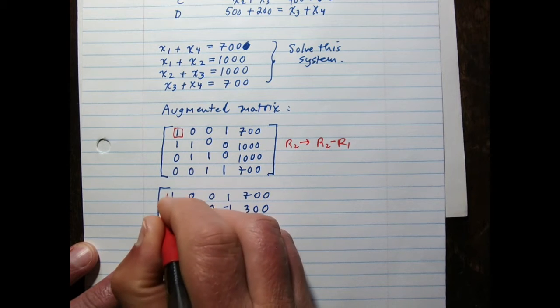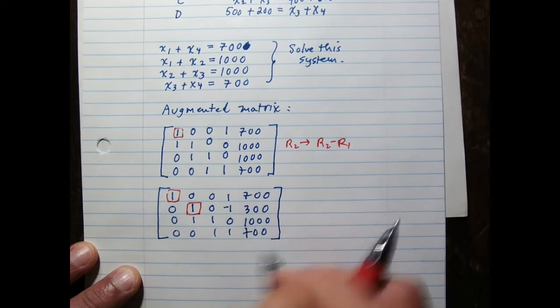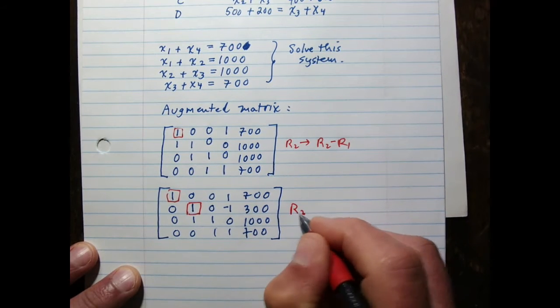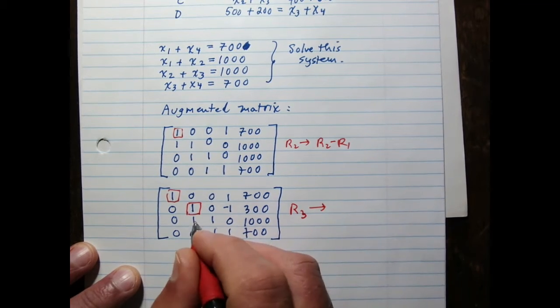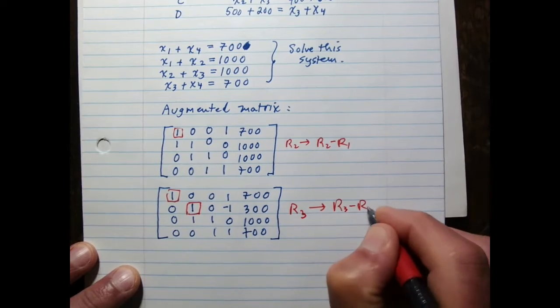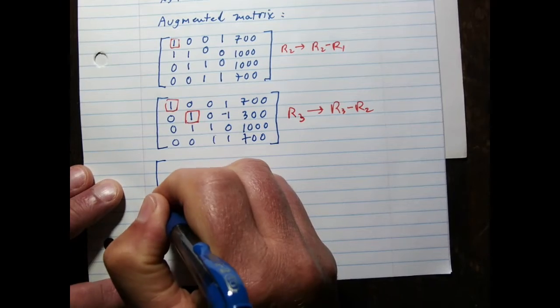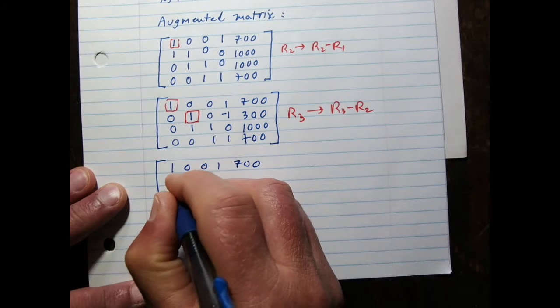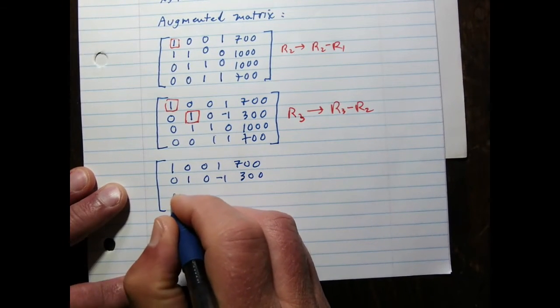I got my pivot with zeros below. My next pivot will be here. I want zeros below. So I'm going to replace, not row 2, row 3 is the row I want to change. Row 3, I'm going to replace with row 3 minus row 2. And what do we have? So recopy, and now row 3 minus row 2.